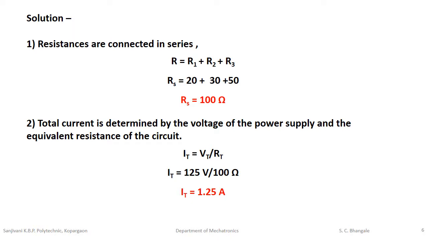If we put the values of VT and RT, VT is 125 and RT is 100 ohm. If we calculate VT by RT, that is 125 divided by 100, we will get the total current flowing through the circuit when 125 volt is applied across the three resistors R1, R2, R3. The total current value is 1.25 ampere.